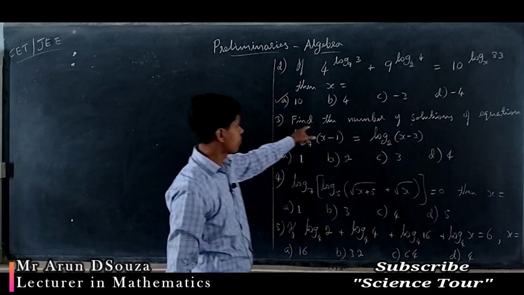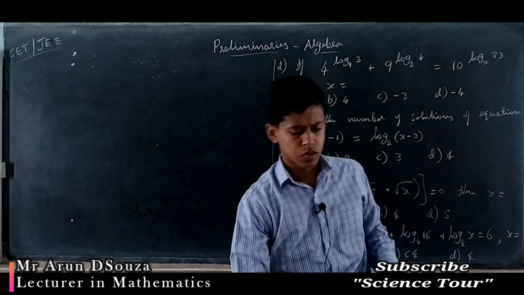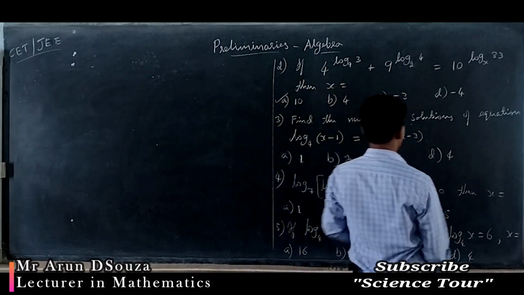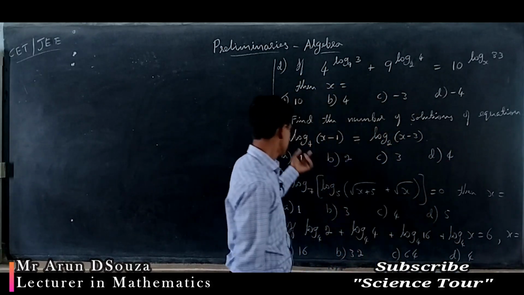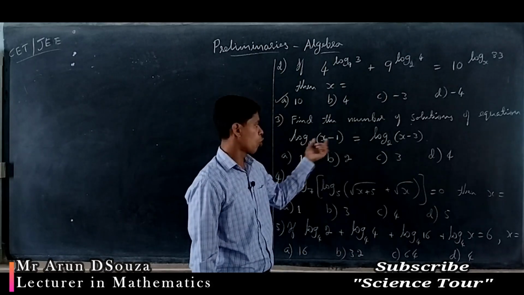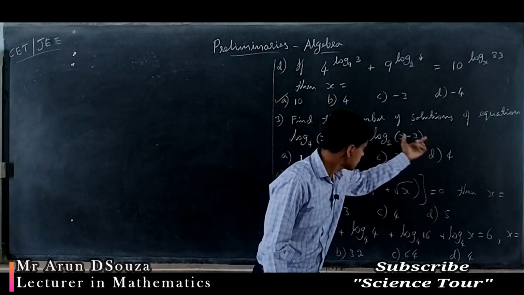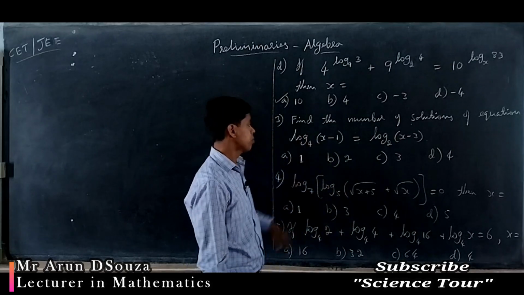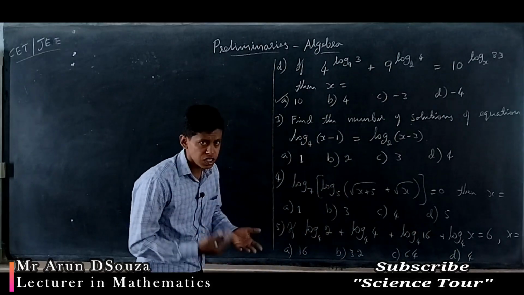So question number 3, find the number of solutions. Find the number of solutions of the equation log (x minus 1) to the base 4 is equal to log (x minus 3) to the base 2. Number of solutions, how many solutions are there?